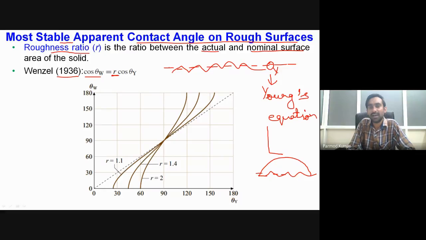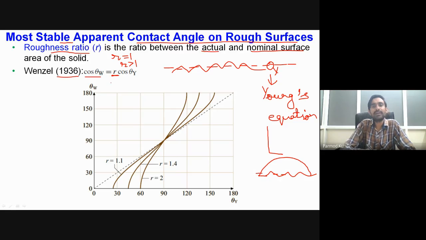Obviously, while finding the area covered by the liquid, with reference to the nominal, we will find a straight circular section resting on a straight interface profile, and in the case of the actual, we will consider these irregularities also. So our actual area will be more than the nominal surface area. That's why the value of r will be equal to 1 for a perfectly smooth surface, and if we have rough surfaces, then its value will be greater than 1.